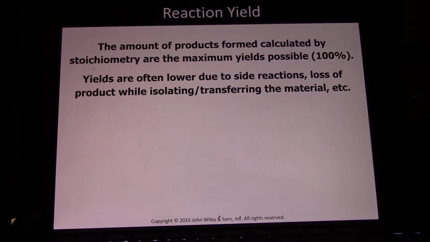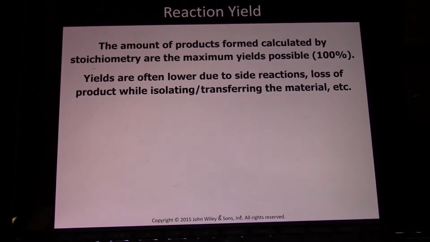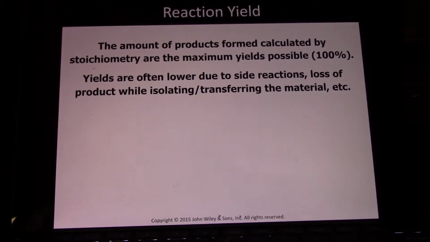Reaction yield. This is the amount that you get out of a reaction compared to what you theoretically could have gotten had the chemistry been done in a perfect laboratory, in a perfect world, in a perfect universe where everything happens perfectly. Yields in real life are oftentimes a lot lower than what the paper says you could possibly get. There's always side reactions in chemistry.